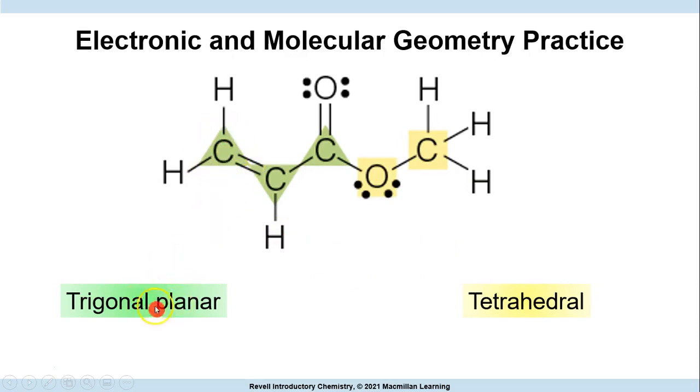Now, the electron geometry for this carbon, we have three groups, three sets here, 1, 2, 3. That is trigonal planar. So everything in green here will have a trigonal planar. So for this carbon is 1, 2, 3 trigonal planar. For this other carbon is 1, 2, 3 trigonal planar. Now for this oxygen, how many electron sets do we have? We have 1, 2, 3, 4. So that is tetrahedral. And for this other carbon, we have 1, 2, 3, 4. That is tetrahedral. So that is the electronic geometry. If you were to talk about the molecular geometry, in this case, you cannot say because we have more than one central atom.